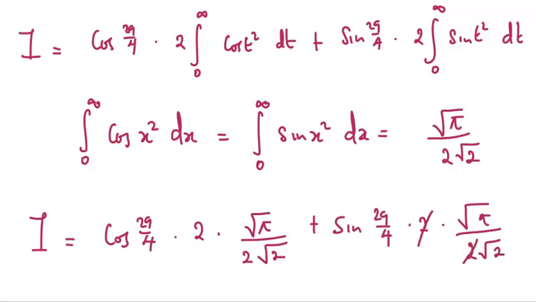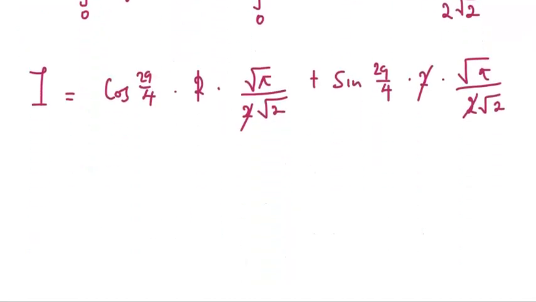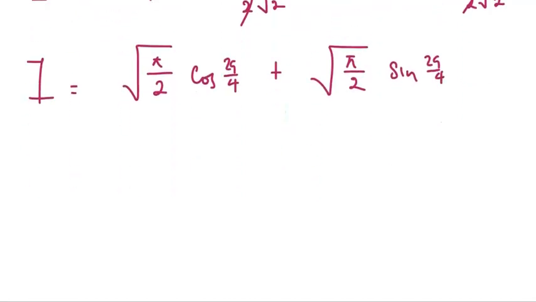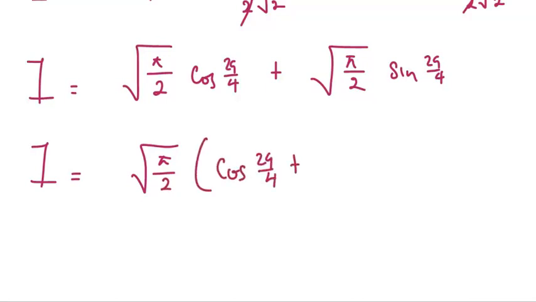These get cancelled with this. Square root of pi over square root of 2 is the same as square root of pi divided by 2, like this, then cosine of 29 divided by 4 plus square root of pi divided by 2 sine of 29 divided by 4. So this is our solution, but we can factor out the common factor, which is square root of pi over 2. So we get the square root of pi divided by 2, then in brackets cosine of 29 over 4 plus the sine of 29 over 4. So this right over here is our solution.